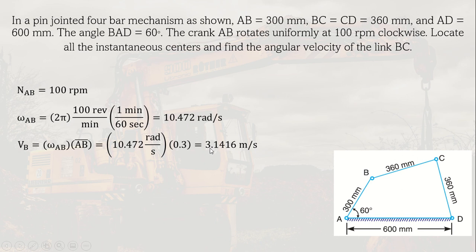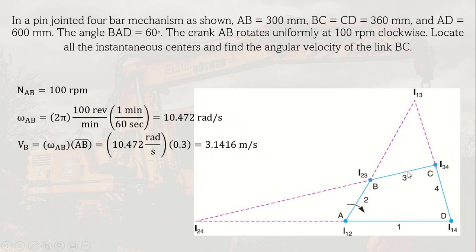Now that we have the velocity of B, 3.1416 meter per second, you may use a velocity scale to draw it on paper. Maybe you can let kV be 1 inch in your drawing equals 3.1416 meter per second. So that is the kV, or the velocity scale, so that you can draw this on the paper.